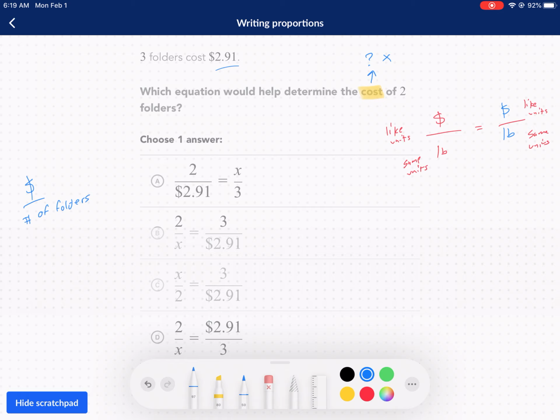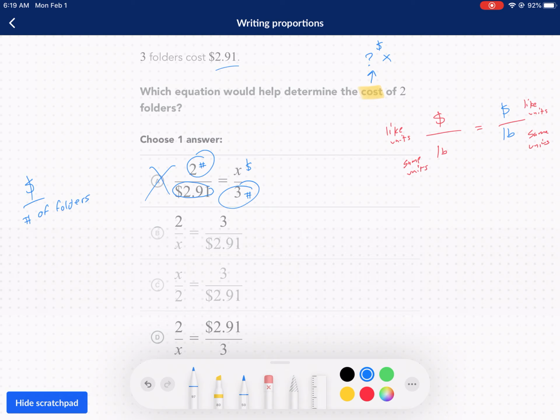Now, let's look at each choice and see if it compares correctly. We have the number of folders here, 2, and it's over the cost of 3. So it's already a little funky, but we have the cost over 3. Then we said that our unknown is the cost, so it's putting dollars on top and the number of 3 folders on the bottom. That's no good, because see how we have number of folders on the top here and then on the bottom over here. So A is bad. We want it to match both on top and bottom.